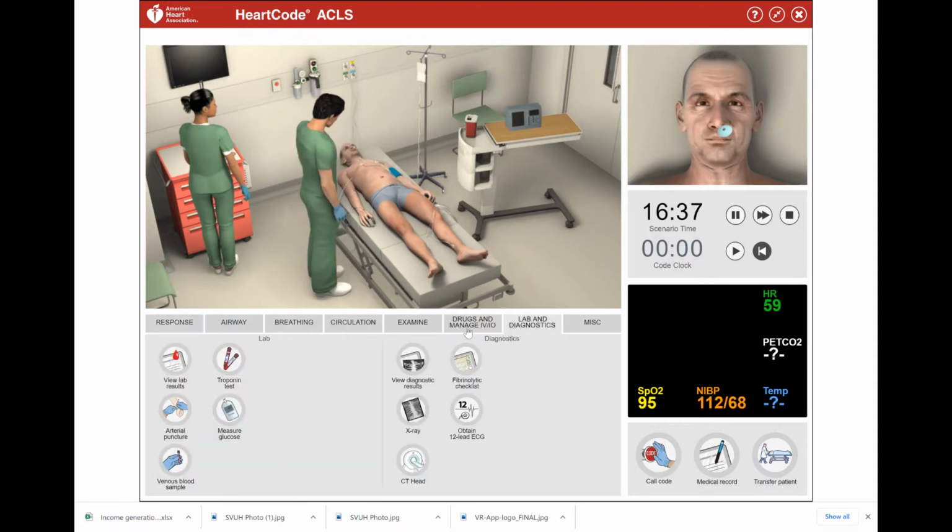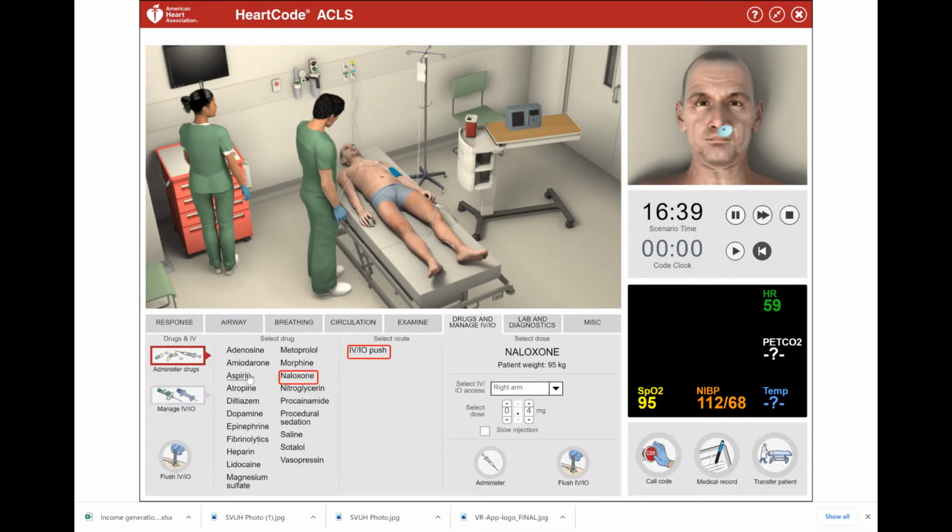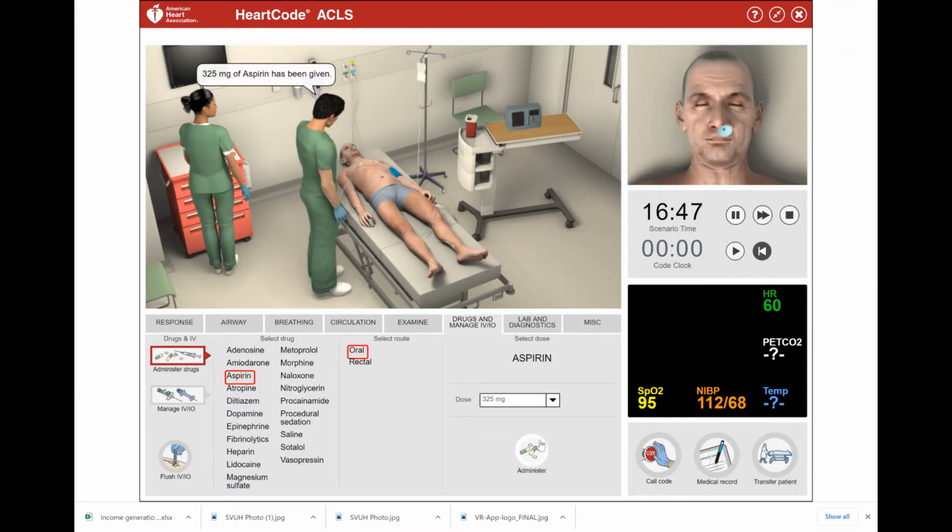Grand. We'll see if he can take any tablets. So, has he had aspirin? I don't know if we've given him any aspirin yet. We'll see. So, aspirin 325. 325 milligrams of aspirin has been given.